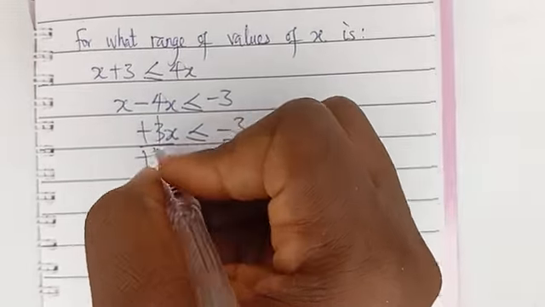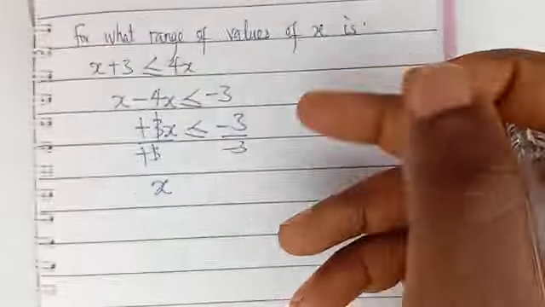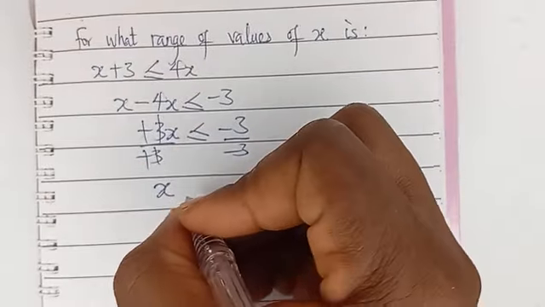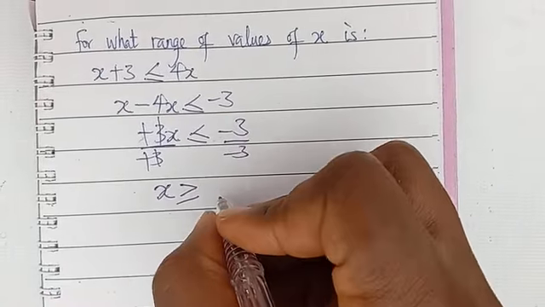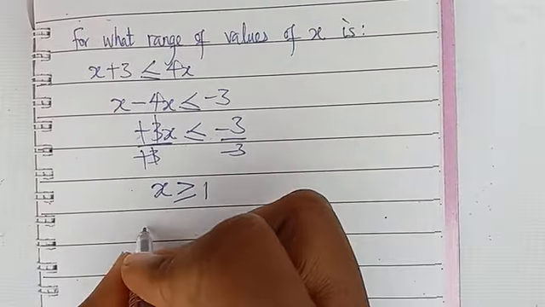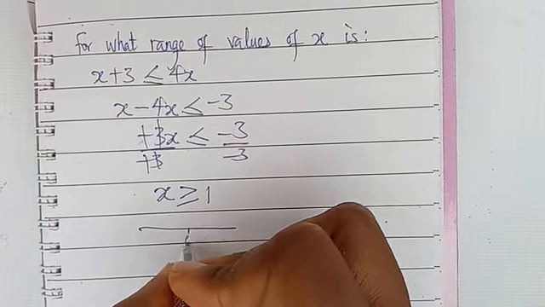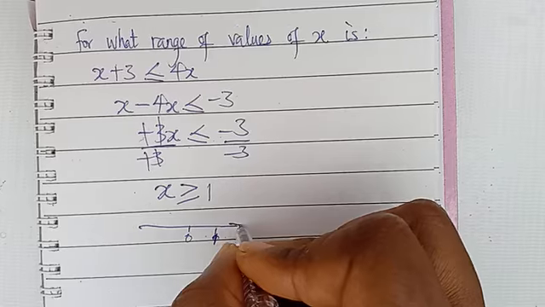So we already know the rules. Once we divide or multiply both sides of an inequality by a negative value, the sign has to be reversed. So this becomes greater than or equal to 1. Negative 3 over negative 3 is 1. So on the number line, we have it as this. This is 0, and 1 is on this side.